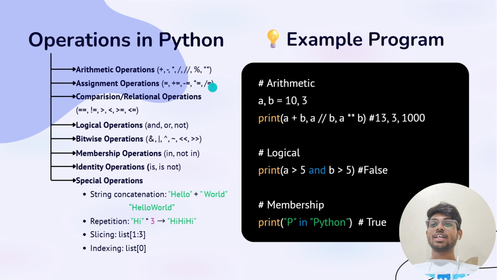Let us move on to assignment operations. There are five different variants of assignment operations, which include regular equals to, plus equals to, minus equals to, asterisk equals to, and slash equals to. Now, it is very important to understand the purpose of these assignment operations. So let us move on to Colab.